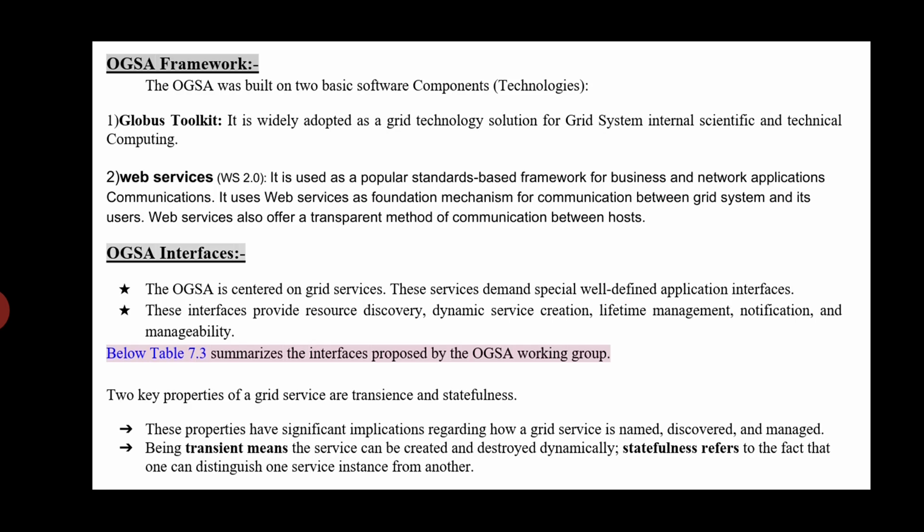Here we have to summarize the interfaces proposed by the Open Grid Service Architecture working group.